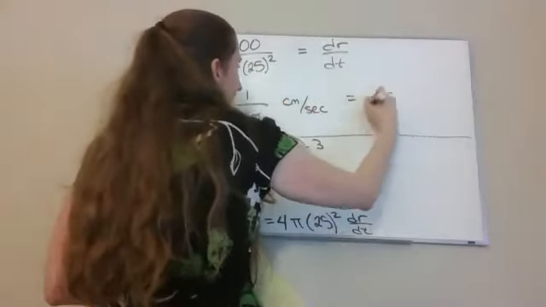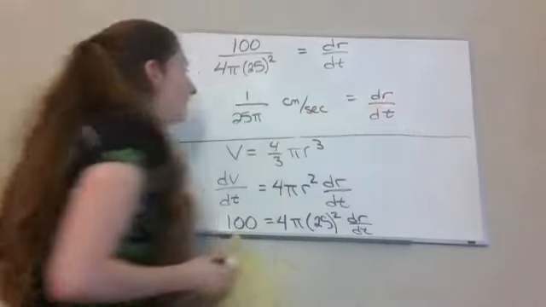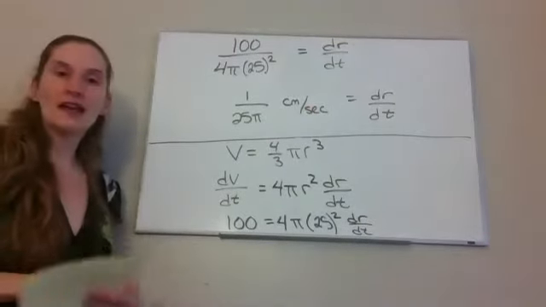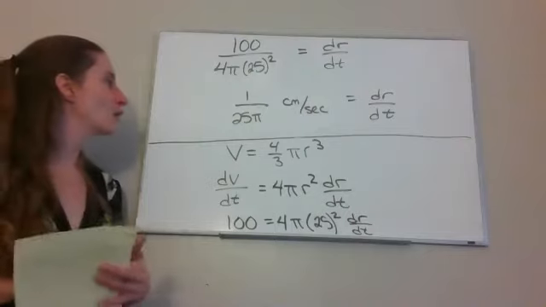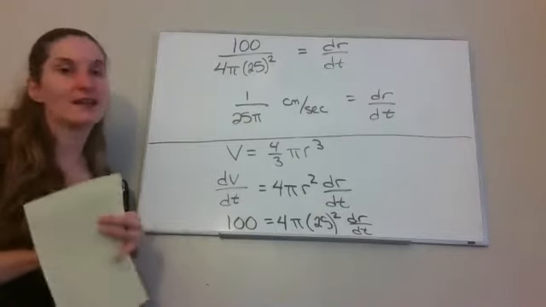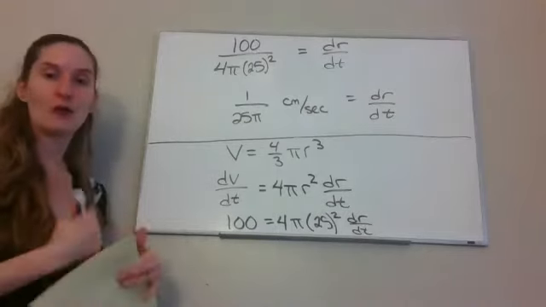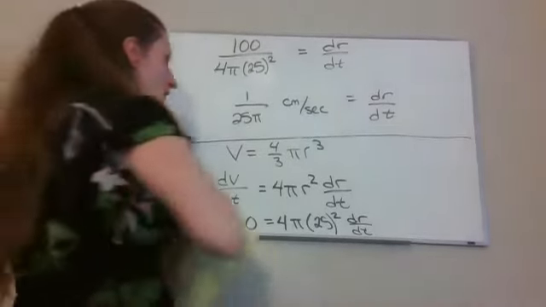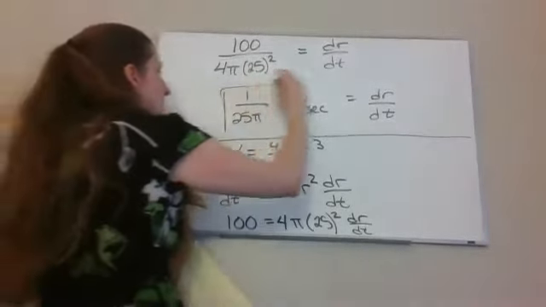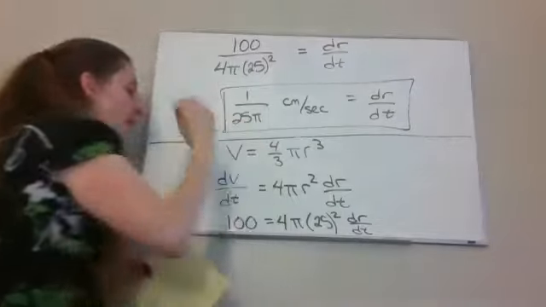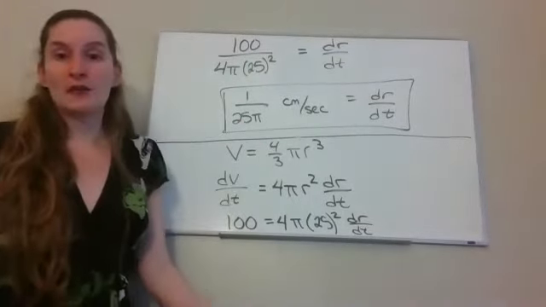That is the rate that the radius is increasing. So the radius is growing at a rate of 1 over 25 pi centimeters every single second while we're pumping air into this balloon. And there we go. We just survived our first related rates problem.